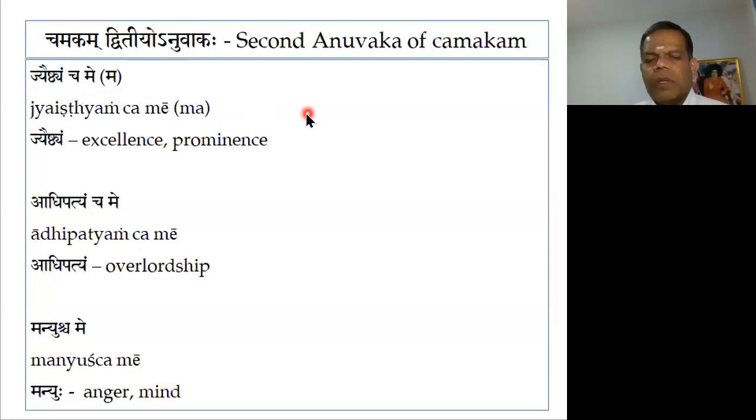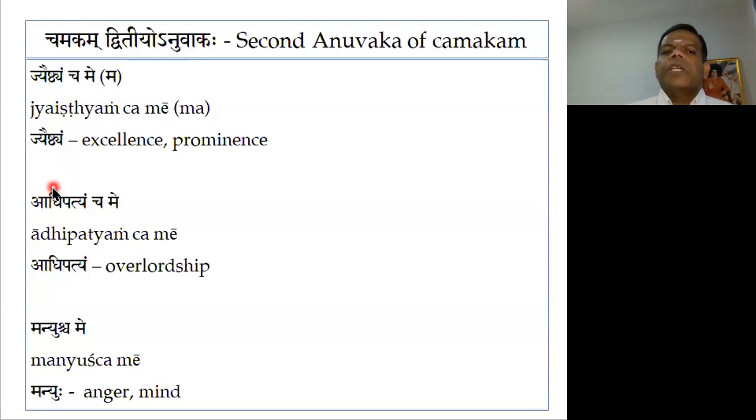For those who are not very familiar with Sanskrit, get it right so you can practice. So, jaishtyam chame, we'll look at the meaning. Jaishtyam comes from the word jeshta. Jeshta means one who is senior, first, older, one who is prominent. All that comes from the word jeshta, elder, older.